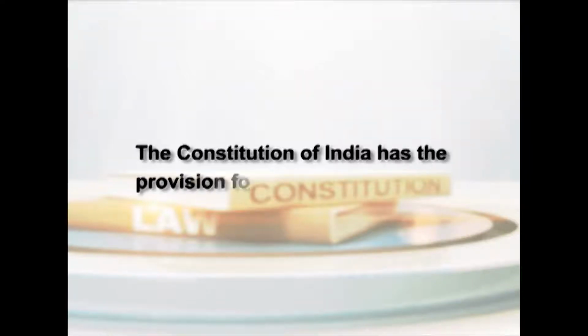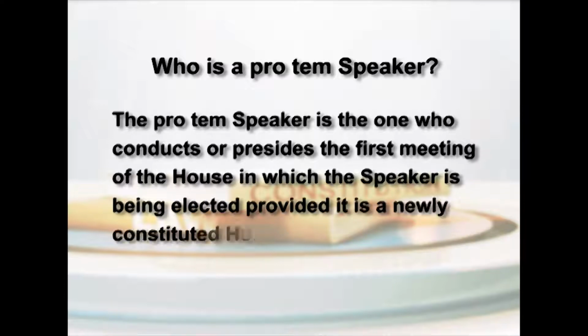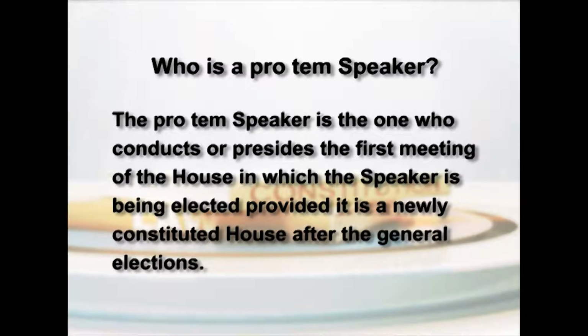Once the decision on the Speaker is made, the name is usually proposed either by the Prime Minister of the country or the Minister of Parliamentary Affairs. The Constitution of India also has the provision of a pro tem Speaker. Now, who is a pro tem Speaker? The pro tem Speaker is the one who conducts or presides over the first meeting of the House in which the Speaker is elected, provided it is a newly constituted House after the general election.